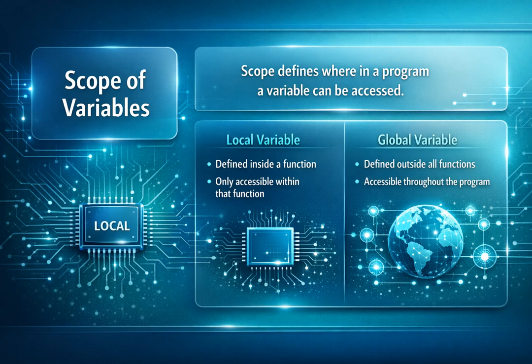Scope refers to the region of a program where a variable can be accessed. A local variable is created inside a function and only exists while that function is running. A global variable is defined outside all functions and can be accessed anywhere in the program.